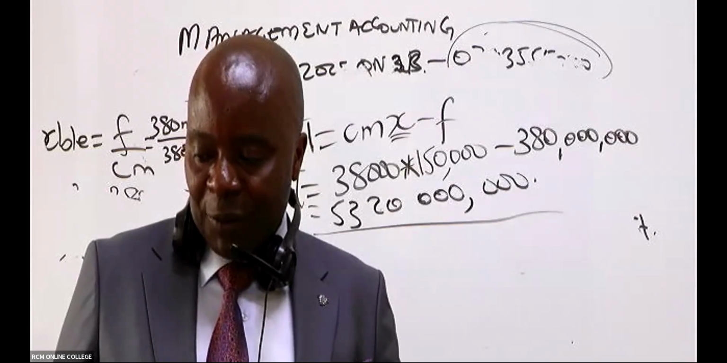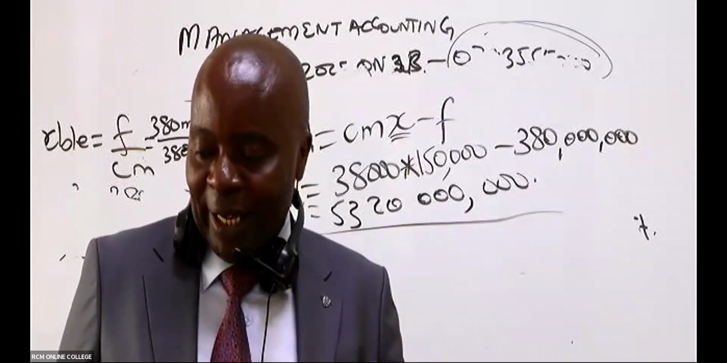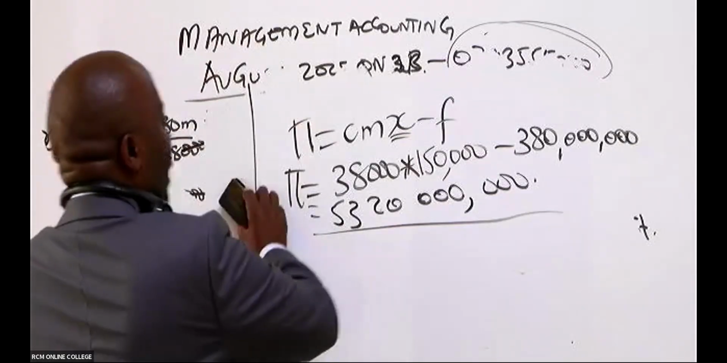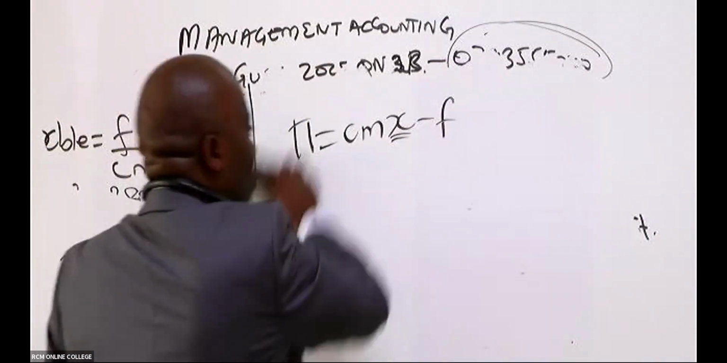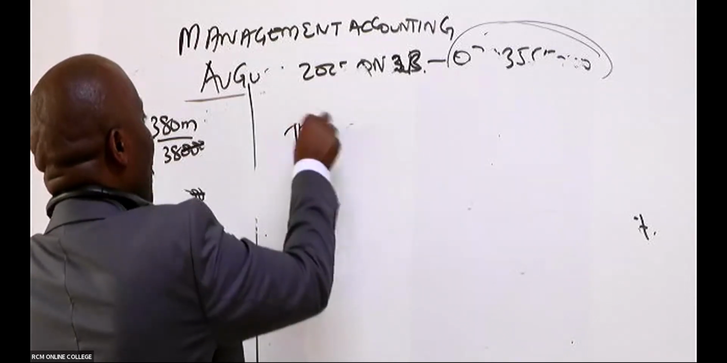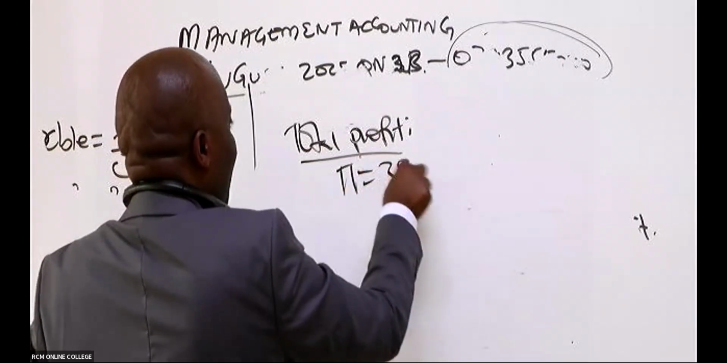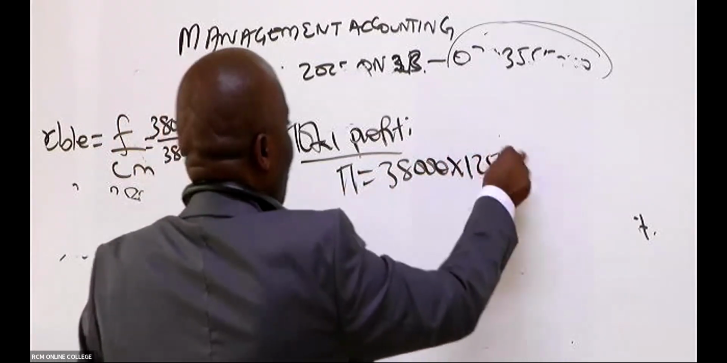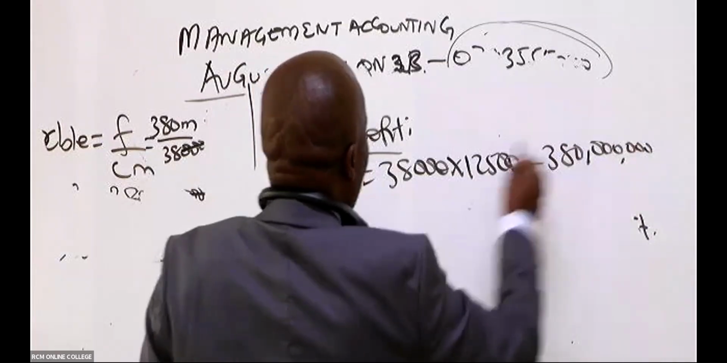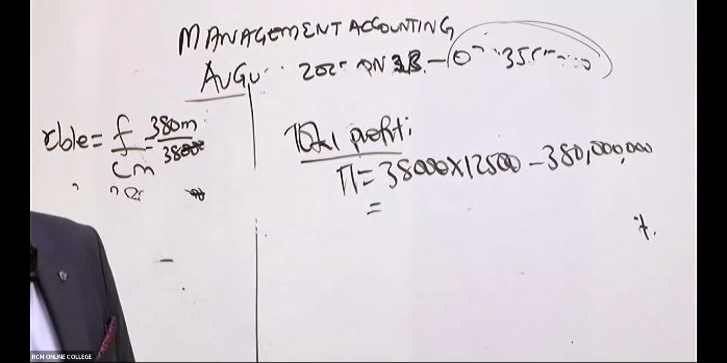Yeah, so profit per week. So long as, ladies and gentlemen, we have the expected number of guests, I'll get this very, very easily. Thanks for giving me that. So first of all, I'll get the total profit. The total profit is pi equals 38,000 times that 12,500 minus fixed cost of 380,000, 380 million. So first of all, give me that figure.